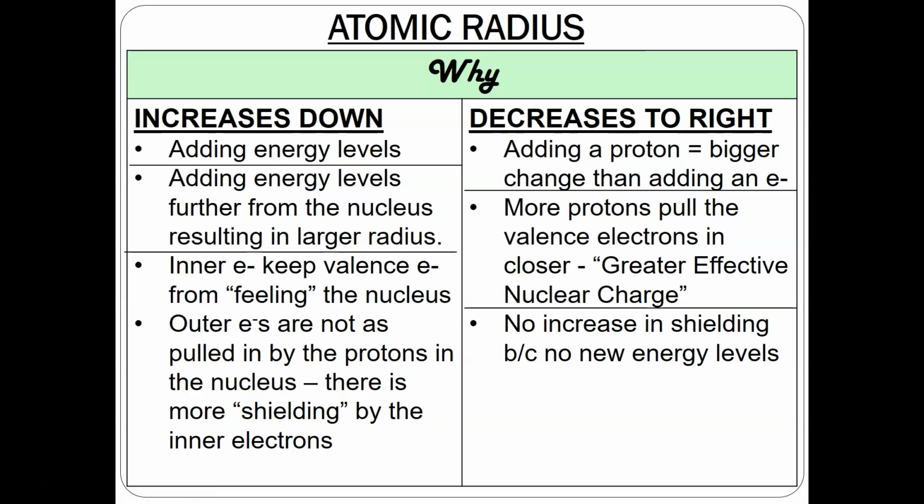One thing that's important to understand is that when we're talking about a left to right change, we are not adding any shielding. There are no new energy levels being added. If you're in row 3, as you go across, you're staying in row 3. So you have to keep straight the fact that when we're talking about going up and down, we're talking about shielding. When we're talking about going left to right, we're talking about effective nuclear charge.